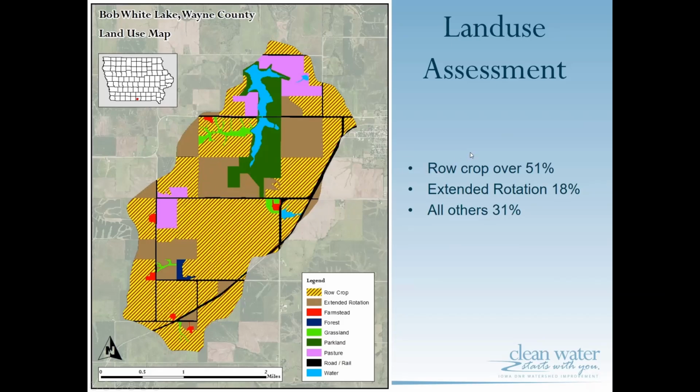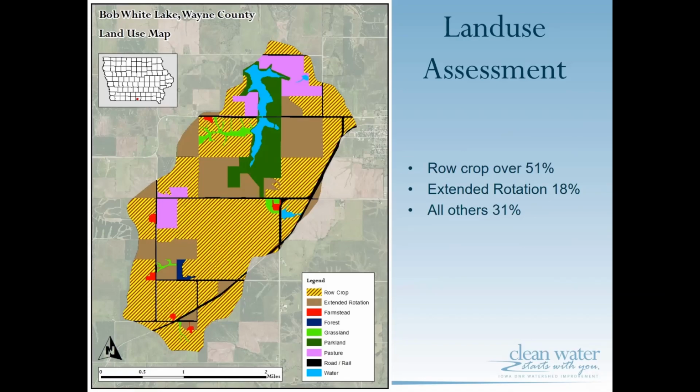And if we look at the area and percentages, we see that row crop and this extended rotation make up nearly 70% of the watershed, with all others, whether it be grassland, parkland, pasture, these red farmsteads, making up 31%.